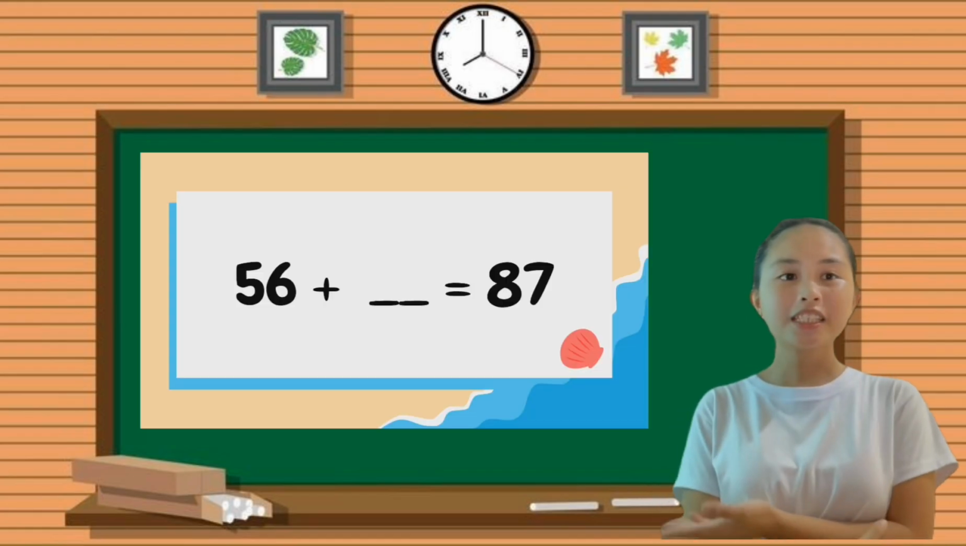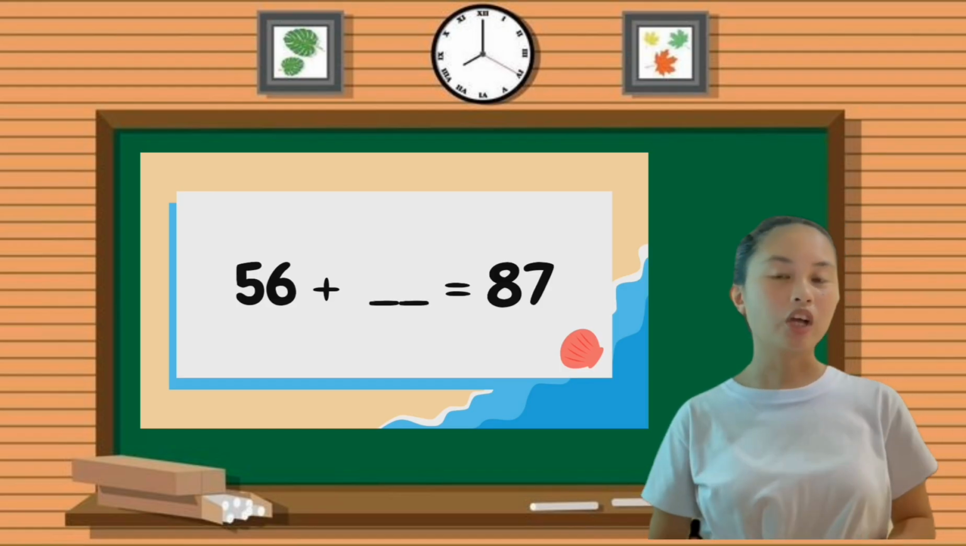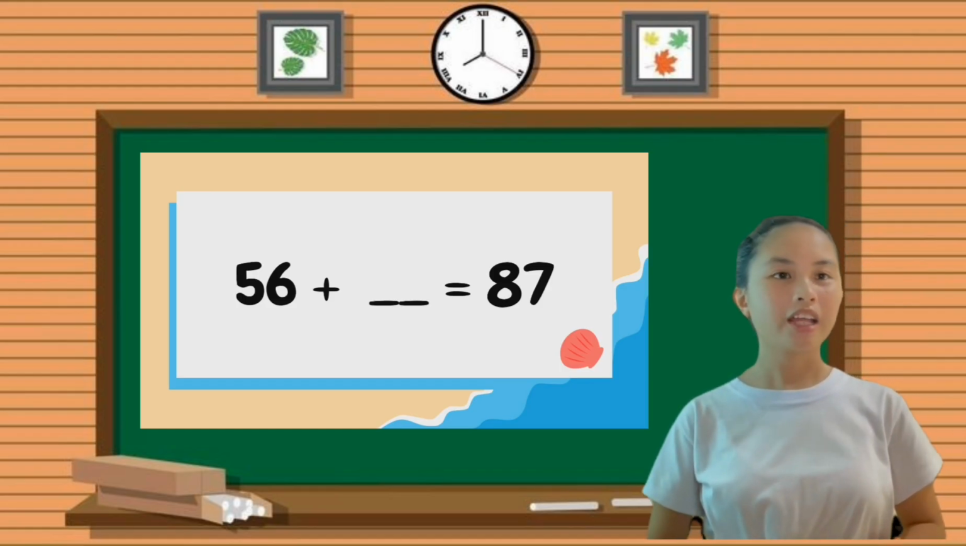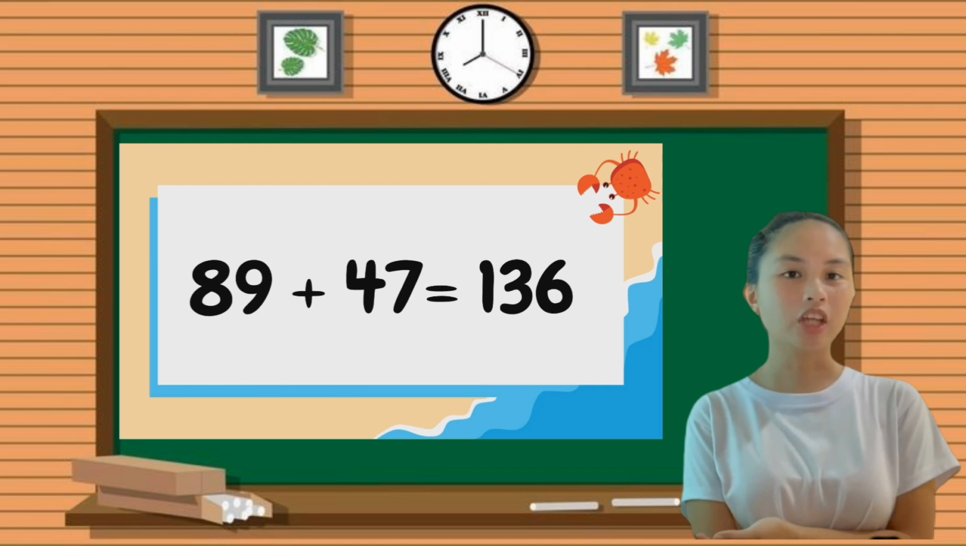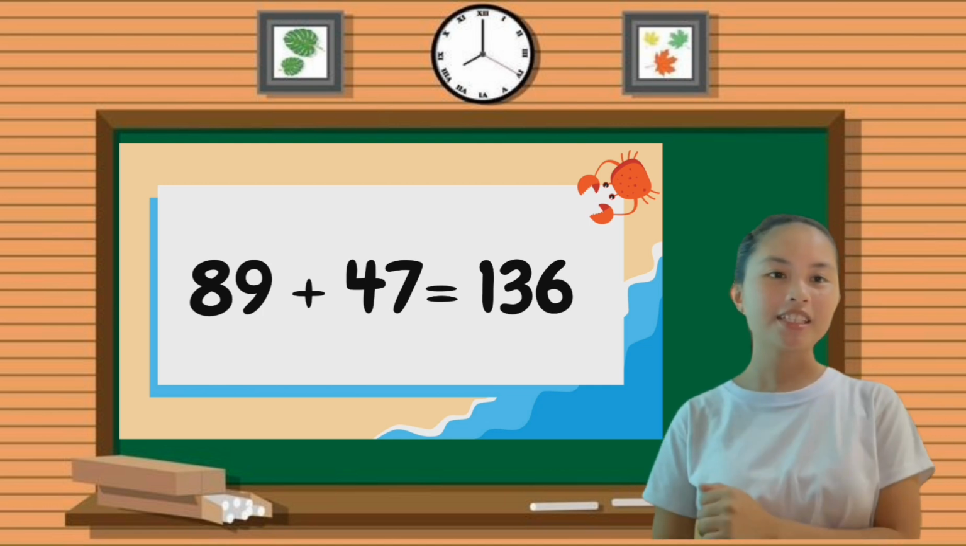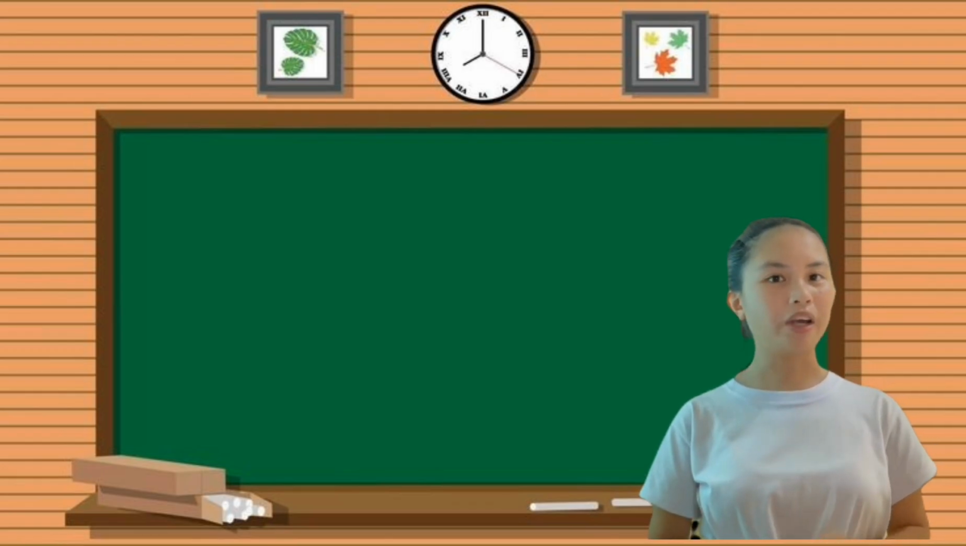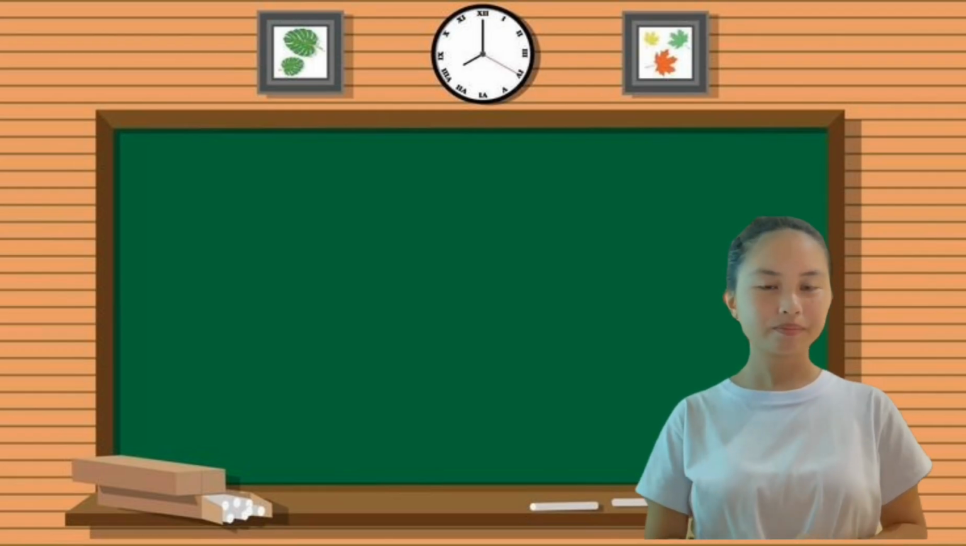So here, is this what we call a number sentence? No, because there is a missing part. How about this one? Is this a number sentence? Yes, this is a number sentence. Now that you know what a number sentence is, let's proceed to some parts of a number sentence.